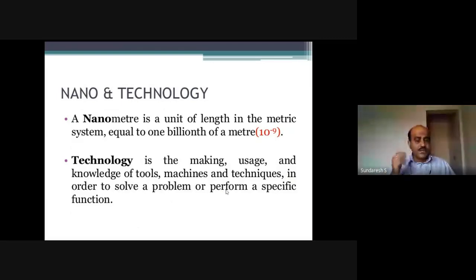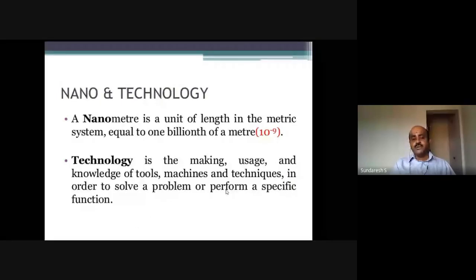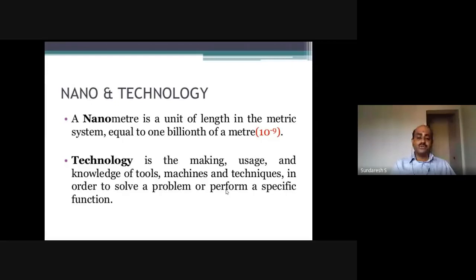What do you mean by technology? Technology is the making, usage, and knowledge of tools, machines, and techniques in order to solve a problem or perform a specific function. So why I'm talking about these two words here is that we just club together the word nanotechnology, and then we need a definition for nanotechnology. Whatever tools, machines, and techniques are available, we need to know how to use them, or sometimes we need to make those tools, machines, and techniques. The purpose of doing that is to solve a problem or perform a specific function. This is what we call technology.